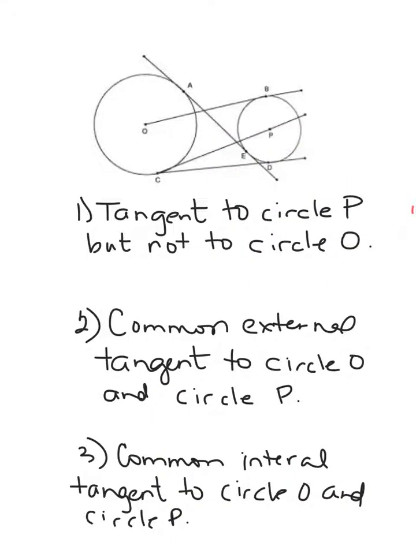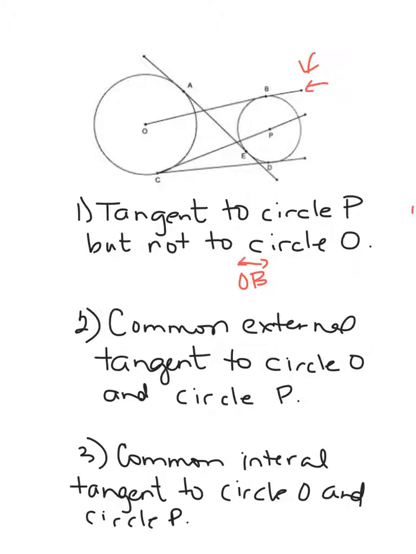Let's take a look at some of the vocabulary words we talked about today. So we have a very involved diagram up here. The first question says we're looking for a tangent to circle P, but not to circle O. So we're looking for something that touches on the outside of P, but not the outside of O, and that would be this line right here, so OB. Now remember, tangent is a line, so I need that line segment on top.